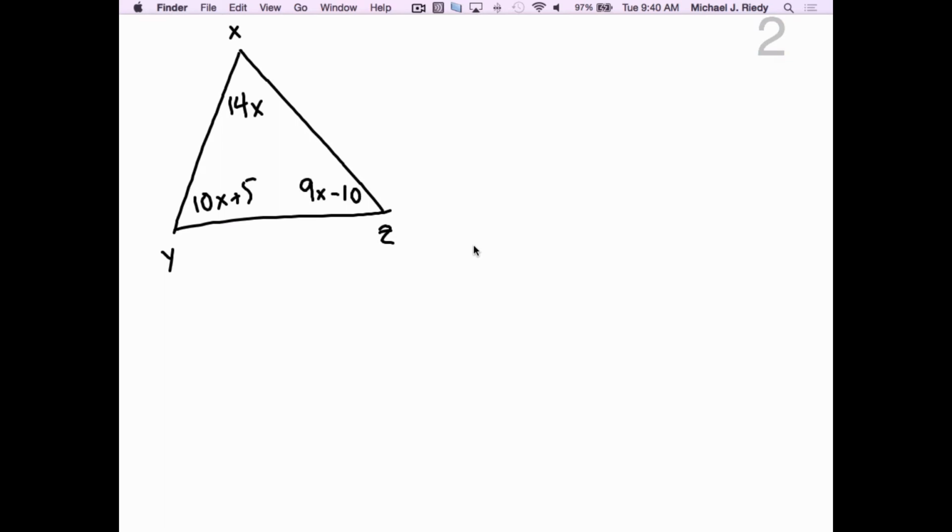I would like to know the side lengths. This time let's change it up. We'll go smallest to longest. Side lengths, not angle measures.